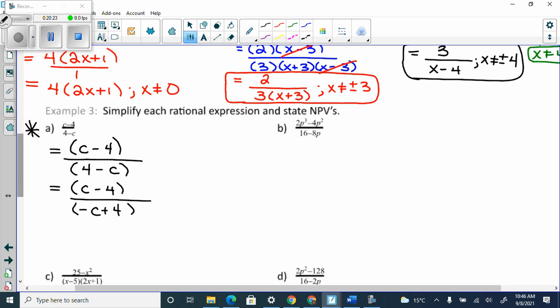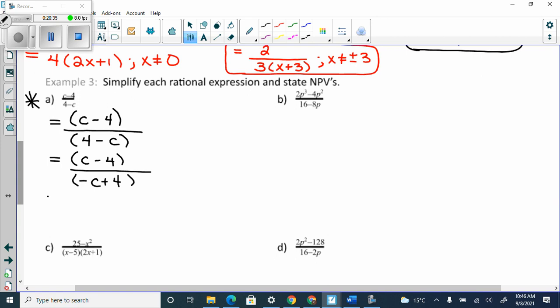I can take a negative 1 out. If I take a negative 1 out of either of them, I will flop the signs, and their signs will be the same. Correct? Easy fix, taking a negative out. So let's look. I'm going to leave the top one, because I like it better. I could take a negative 1 out of this one, too. It wouldn't matter. So I'm going to go c minus 4. And in the bottom, I'm going to take out a negative 1.